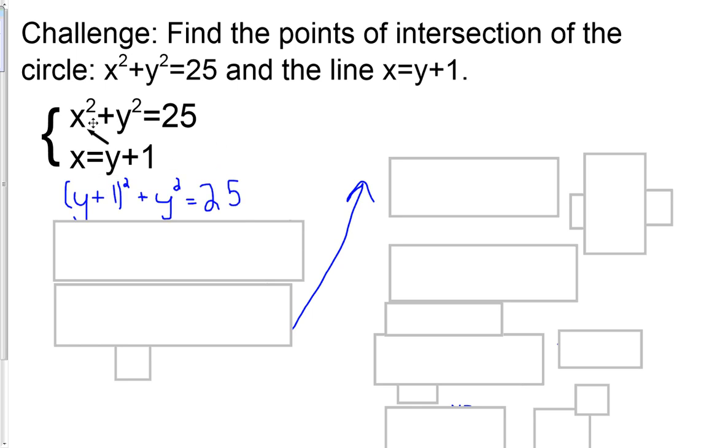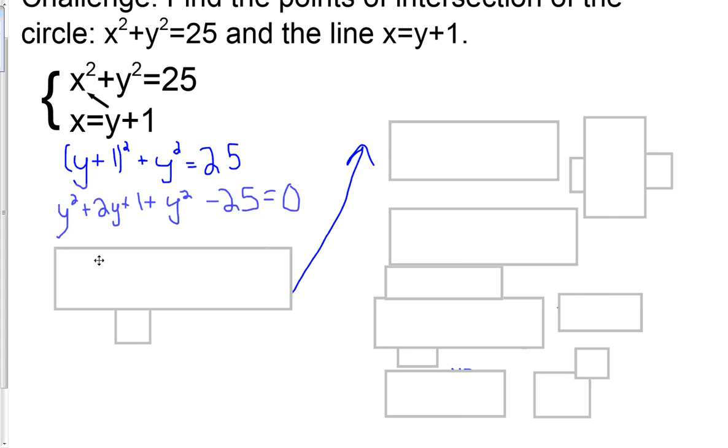And so plugging in y plus 1 here, it is not just y plus 1 squared, it is the whole quantity, right? So that's what I mean by quantity, the whole parenthesis. And so that's the same as y plus 1 times y plus 1. We've done that a couple times, so I just mathed it out. y squared plus 2y plus 1 plus y squared minus 25 is 0.